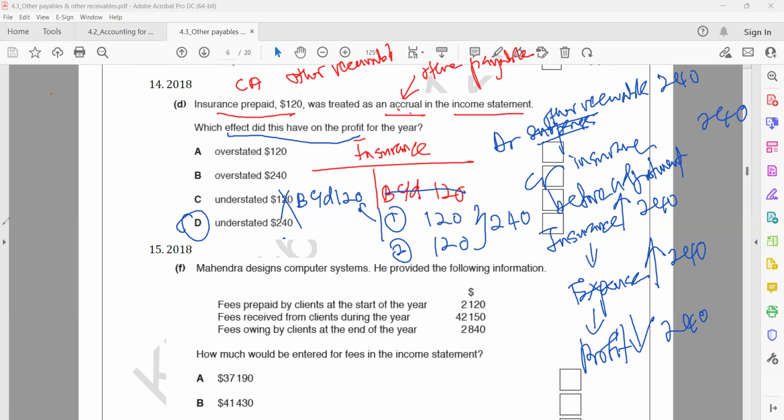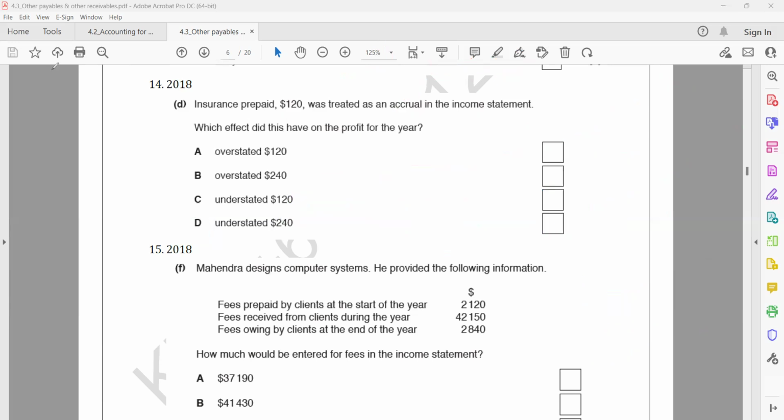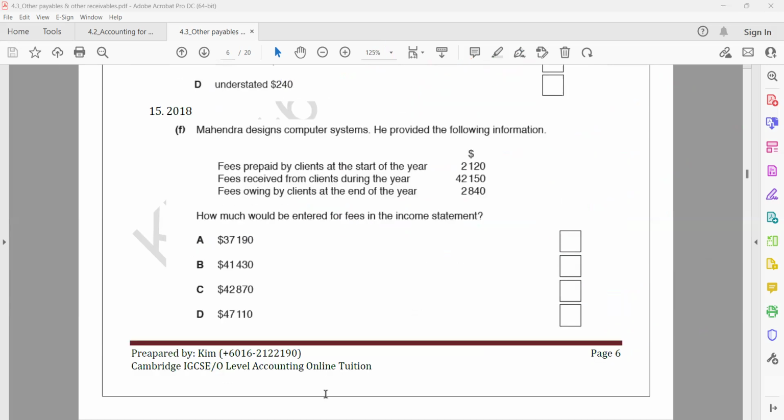Okay. Get it? It's a bit confusing, but just try to pick up, okay? Now, next, 15. This is the income to Mahindra. Fee prepaid, haven't provided service, we already got money.